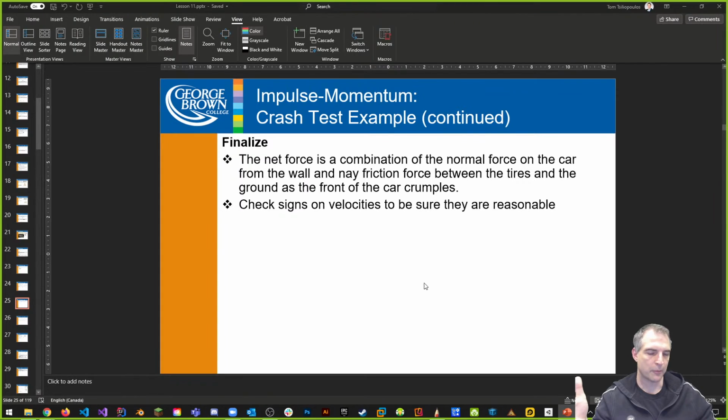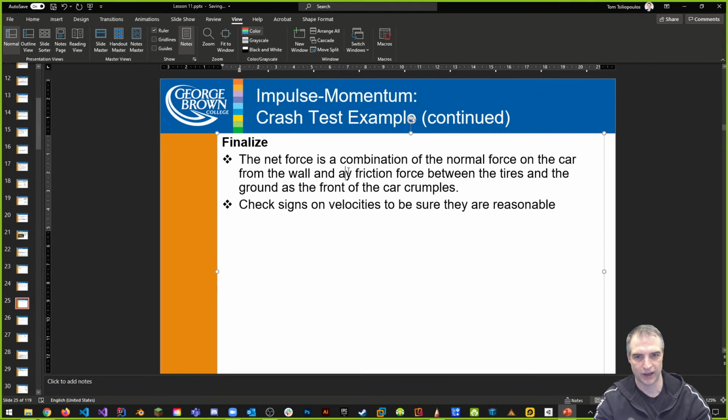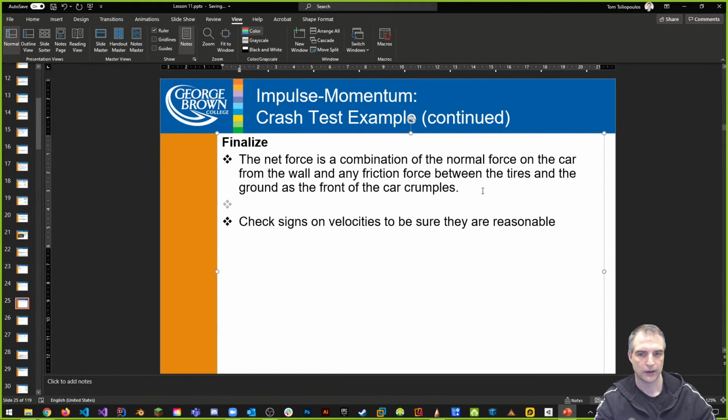The net force is a combination of the normal force on the car from the wall and any friction force between the tires and the ground as the front of the car crumples, right? And make sure we check the signs on velocities to be sure that they are reasonable.